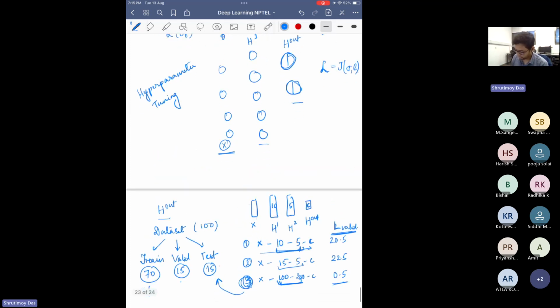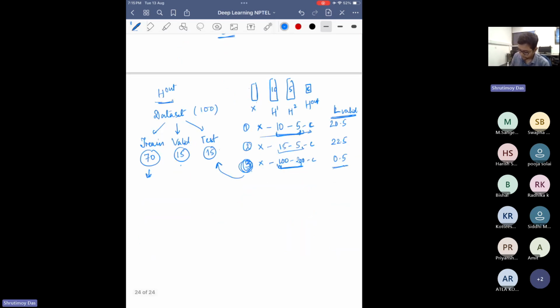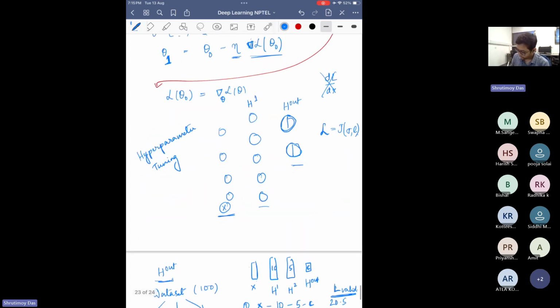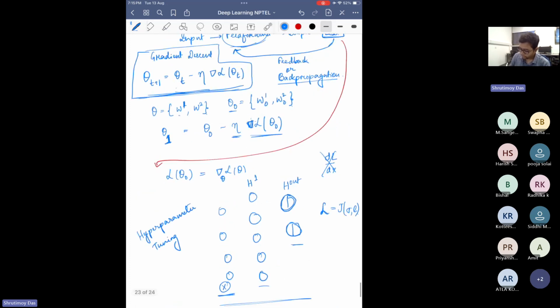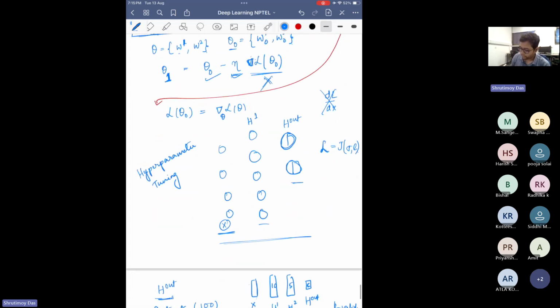Okay, so we are in back propagation, right? This was our network. We want to update the network using the gradient descent update step. We know this quantity, we know this quantity, we do not know this quantity, and I want to compute this.